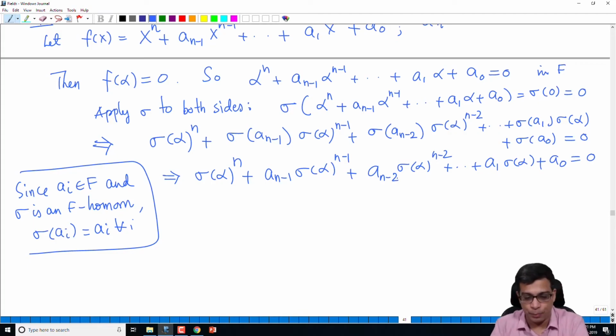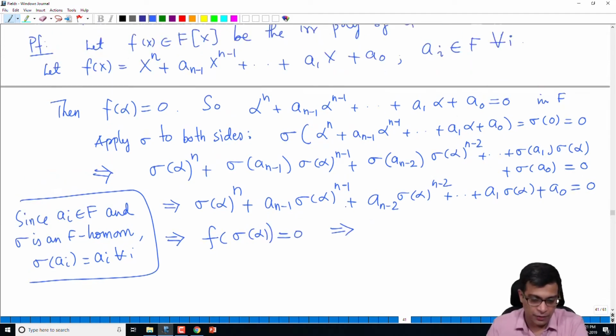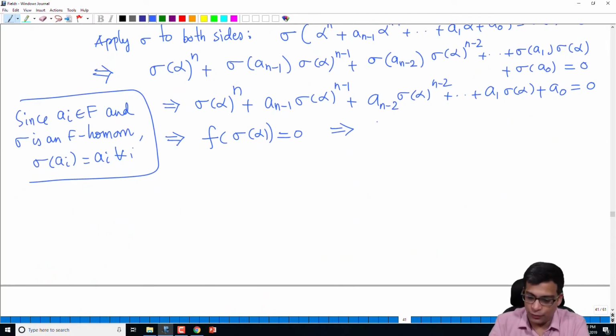This is a very simple proof, but it's an extremely important proposition. This means f of sigma(alpha) is 0. But what is sigma(alpha)? I have called it beta. So f of beta is 0. So immediately we see that beta is algebraic over F.